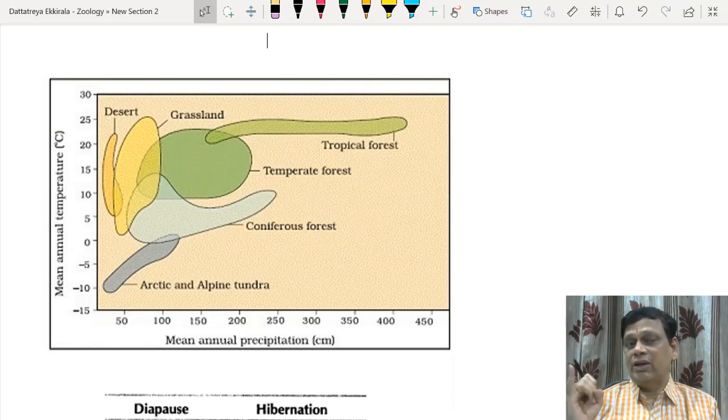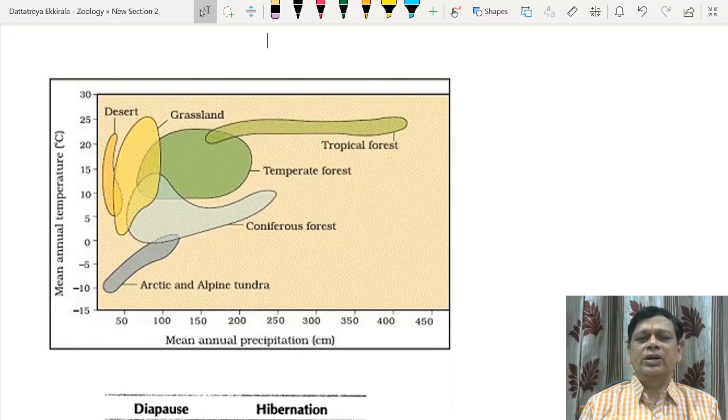One is availability of sunlight. Most, you can say sunlight, temperature, water, all the things. But the two key concepts are the annual rainfall or precipitation. Precipitation means, in some places like Arctic and Alpine tundras, what is the rainfall? Formation of snow. So that is also a kind of precipitation.